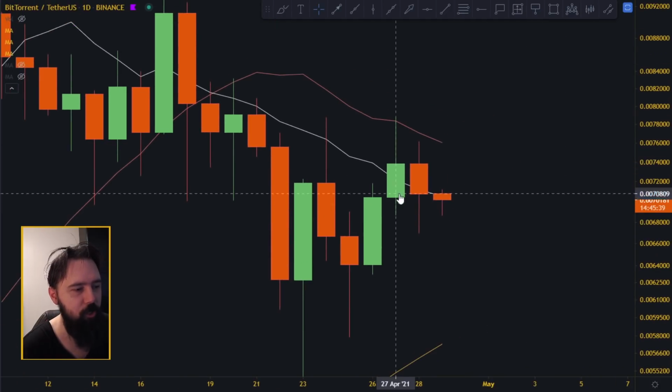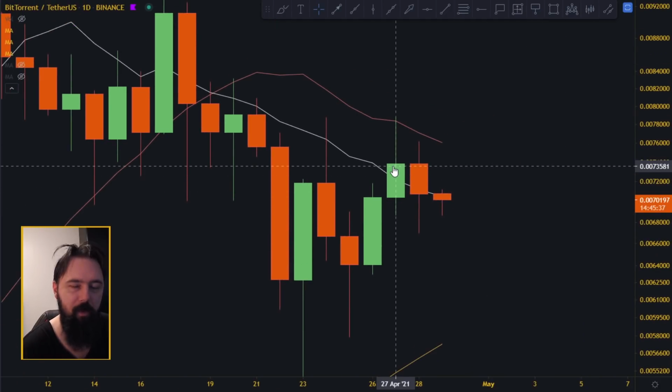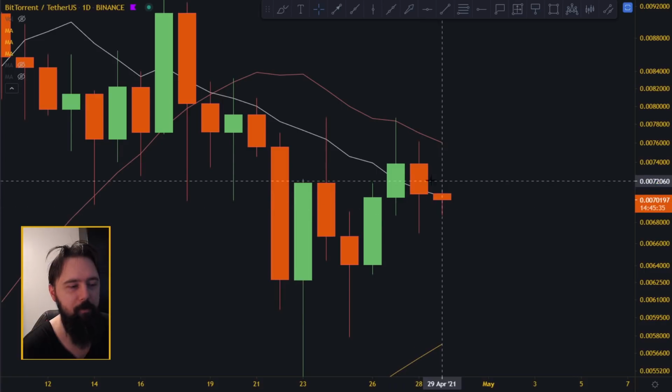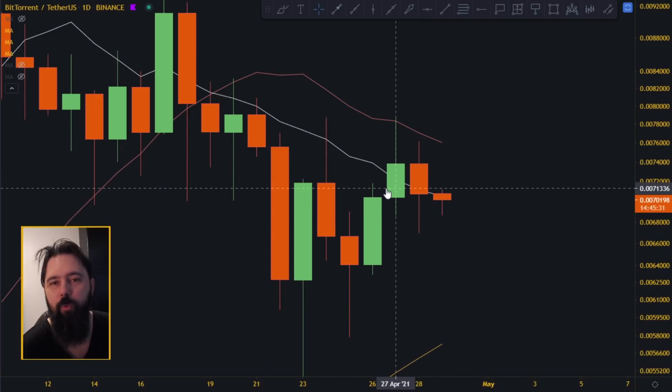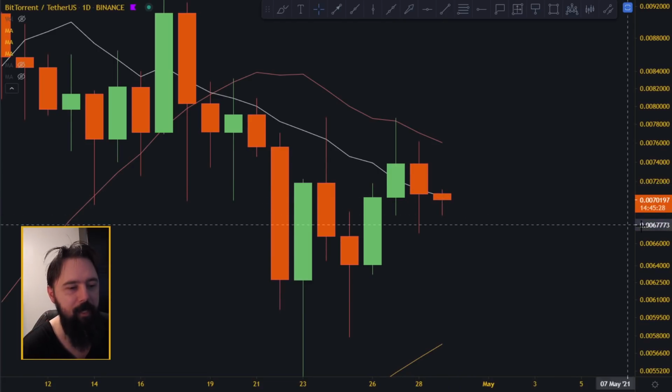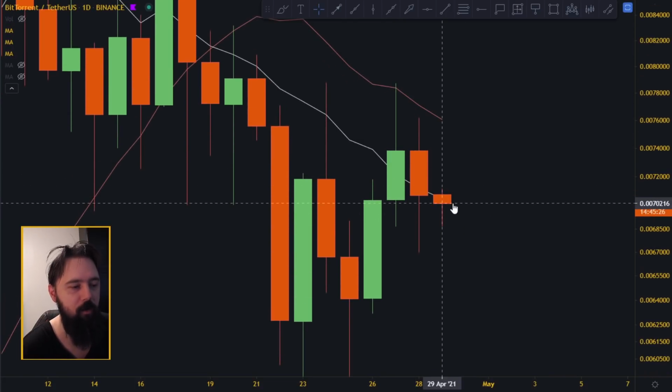The 10 moving average got broken over here. That means we closed above it, but the next day we closed below it. That means that the previous candle is invalidated. That means it's like you are never above it. And today we are continuing going down.